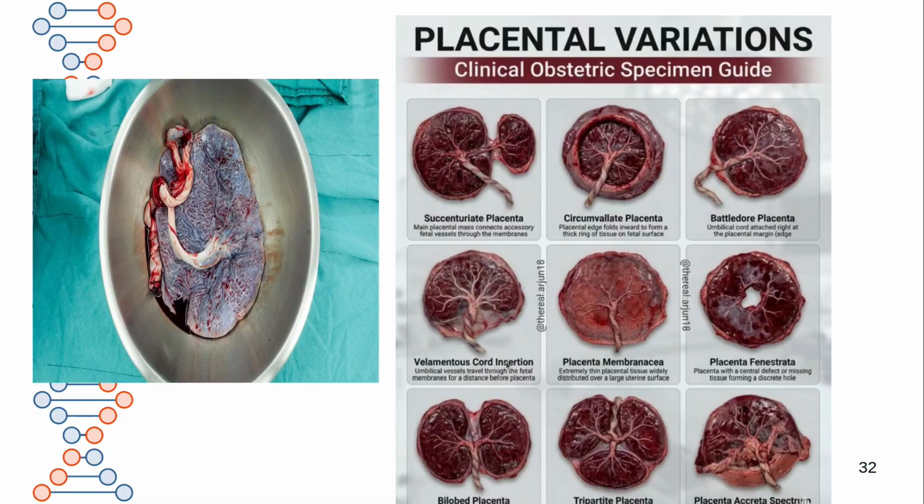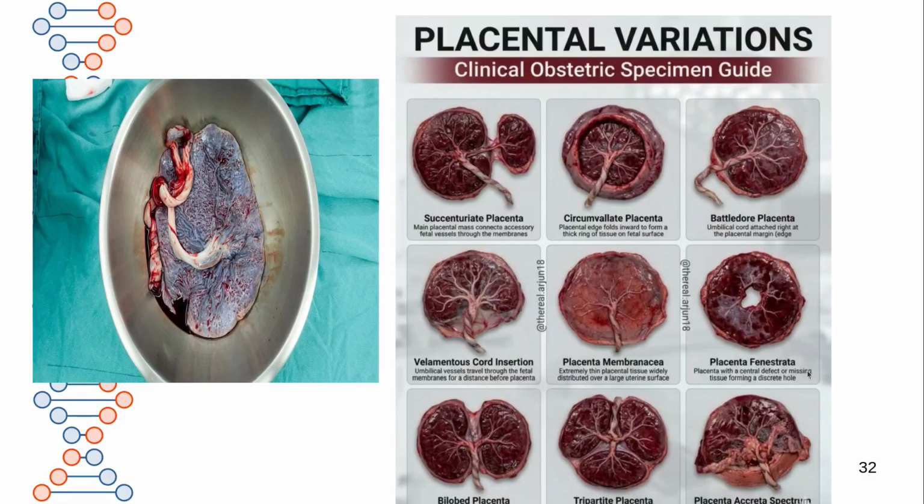Next one is velamentous cord insertion. Umbilical vessels travel through the fetal membrane for a distance before reaching the placenta itself. The cord is not properly inserted in the middle. Next, placenta membranacea. It is extremely thin placental tissue, widely distributed over a large uterine surface. Very thin placental tissue distributed over a large uterine surface. This type of placenta is called placenta membranacea.